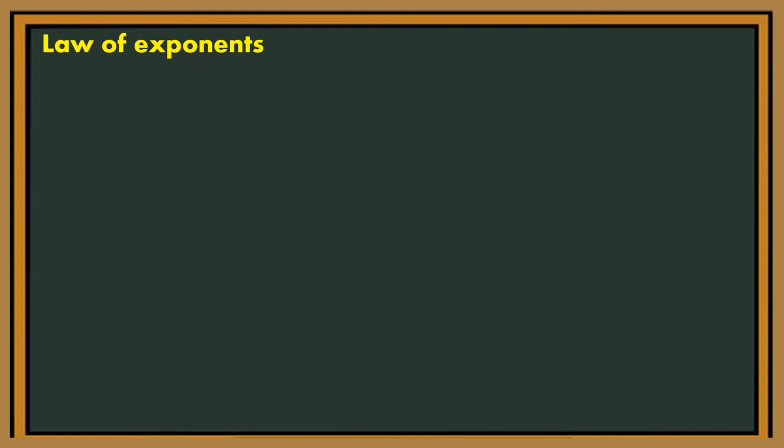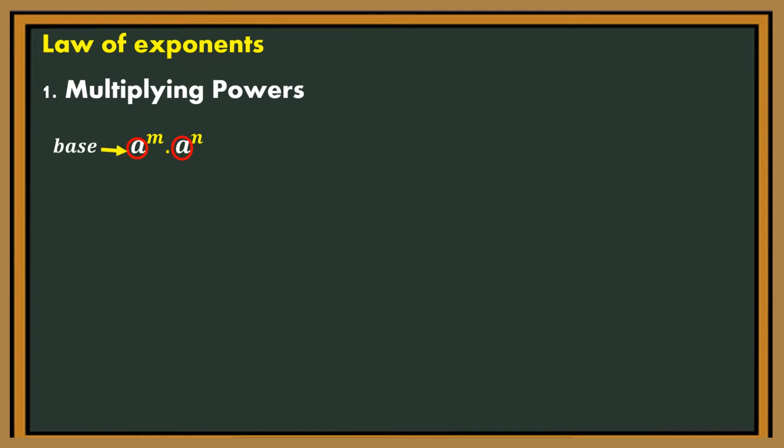Let's have here the laws of exponents that we need in multiplying polynomials. Number 1, multiplying powers. a raised to m times a raised to n. a here, we call it the base. m and n, we call those exponents. So how do we multiply the two? Since they have the same base, you just copy, then add their exponents. Sample, x squared times x cubed. Since they have the same base, you just copy and add their exponents. Then simplify it, x raised to the 5th power.